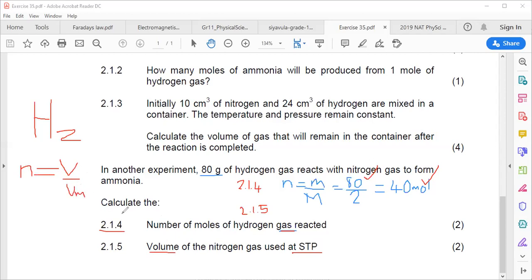Are you following? All right, first I need to get the number of moles. How do I do that? I go to my formula and check. I must compare what I have versus what I do not have. So I'm going to compare. Hydrogen is what I have. Hydrogen is to nitrogen.